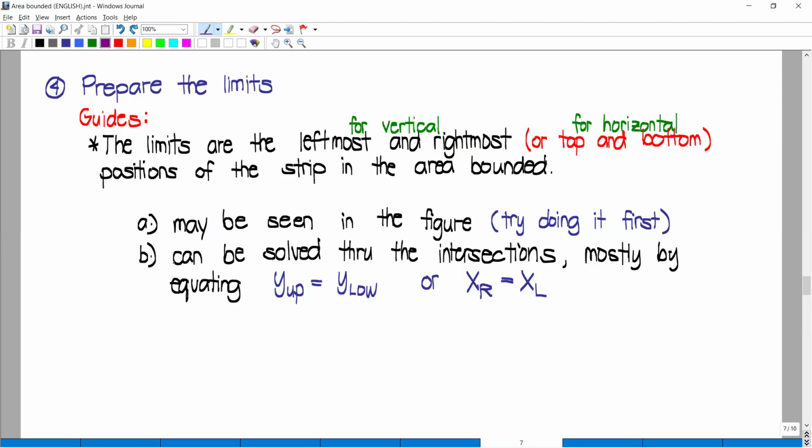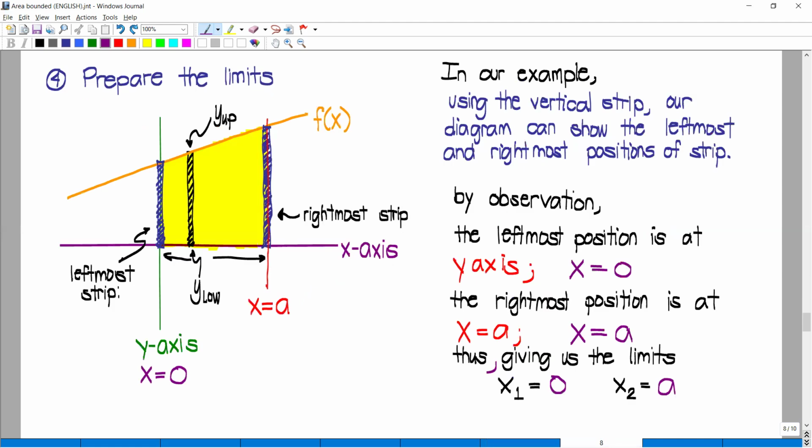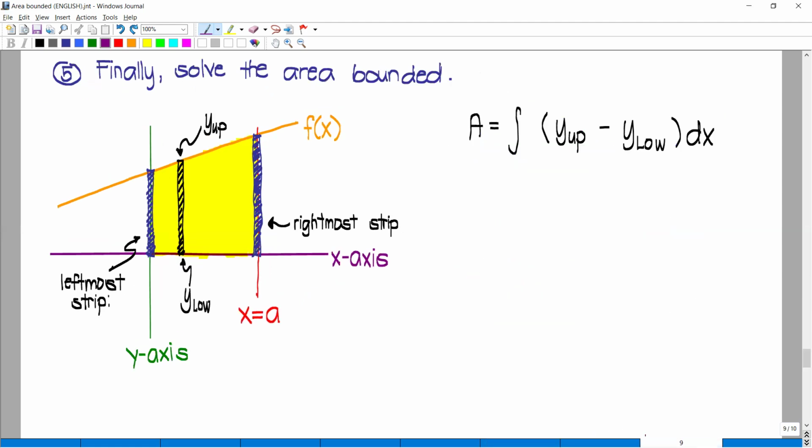But if it happens that we cannot show in the figure the exact value of the limits, we will be using technique B. And that will be the purpose of the next videos, where we will try to answer some problems following these steps. Okay? And finally, since we now know the limits and the y up and y low, let us continue the substitution in our prepared formula.